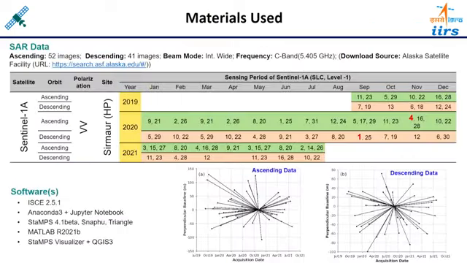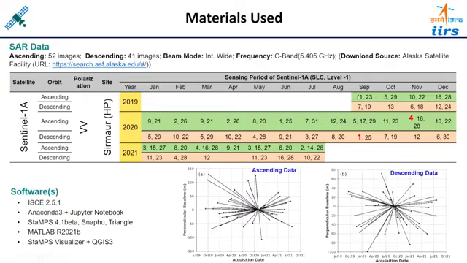Around 52 images were used in the ascending data set and 41 images of the descending pass, and the data was acquired in the interferometric wide mode. The frequency of Sentinel-1 is 5.405 gigahertz. Here you can see the images, ascending and descending.